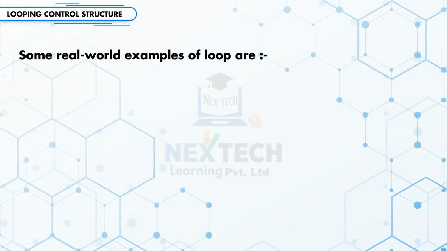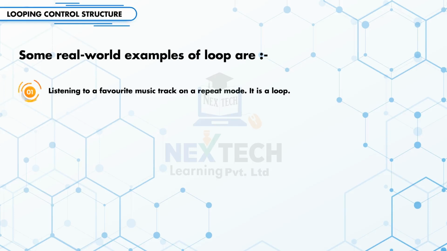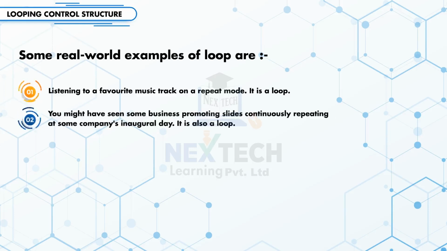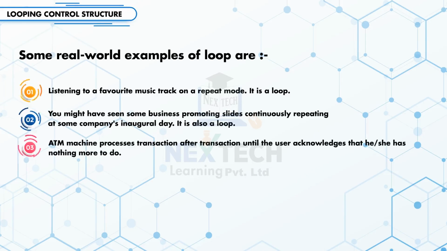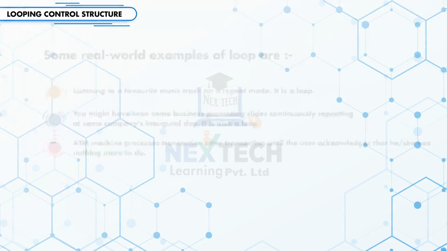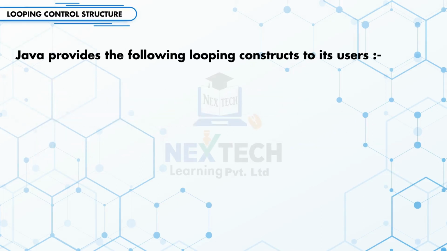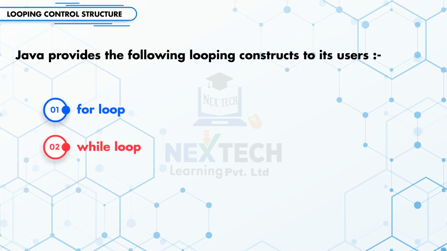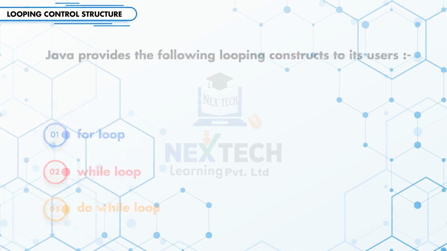Some real-world examples of loops are listening to a favorite music track on repeat mode. It is a loop. You might have seen some business promoting slides continuously repeating at some company's inaugural day. It is also a loop. An ATM machine processes transaction after transaction until the user acknowledges that he or she has nothing more to do. Java provides the following looping constructs to its users: for loop, while loop, do while loop.